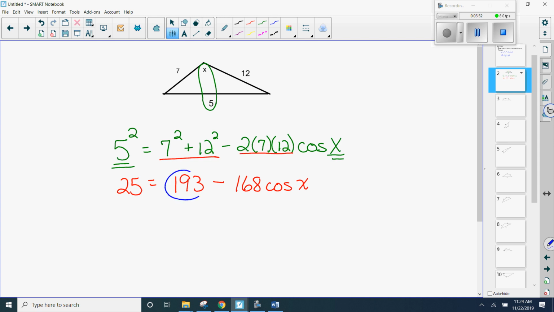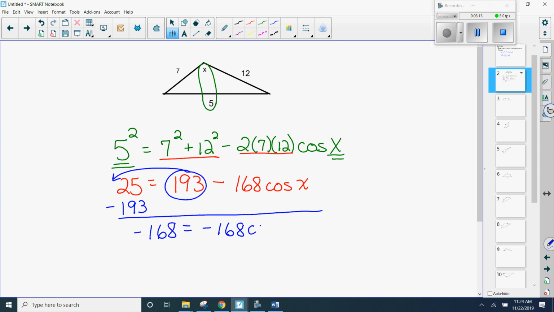Yep, we're going to move the 193 over by subtracting it first. We want to isolate this term that involves the variable. So we're going to subtract 193. Take 25 minus the 193 on your calculator, which gives you negative 168. That's equal to negative 168 times the cosine of x.